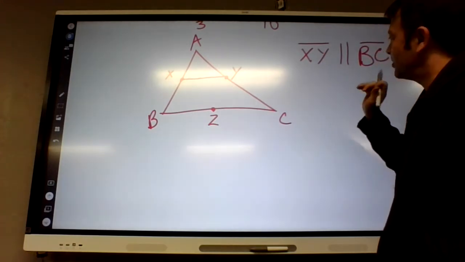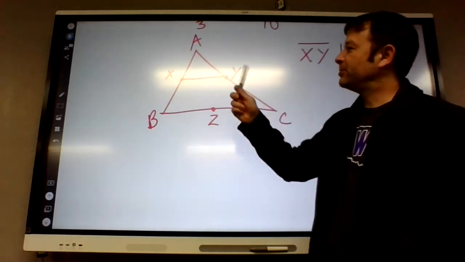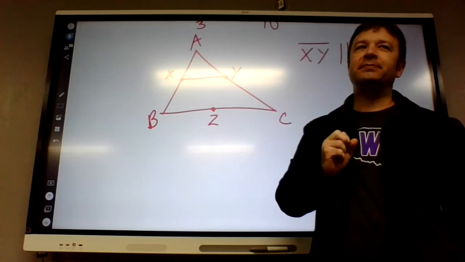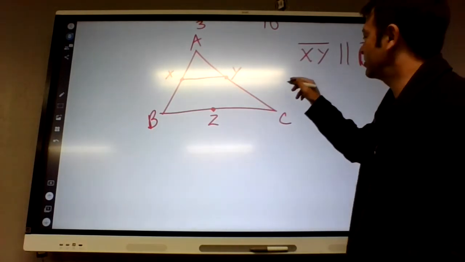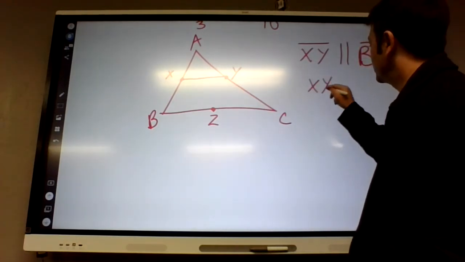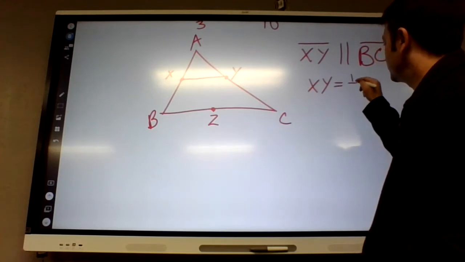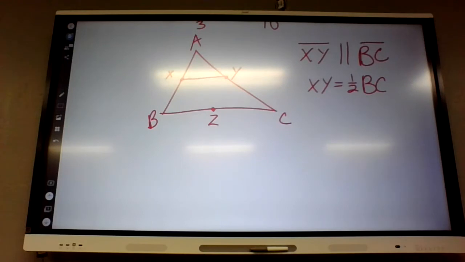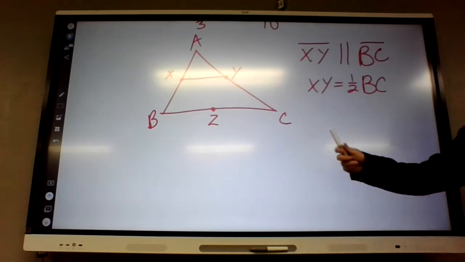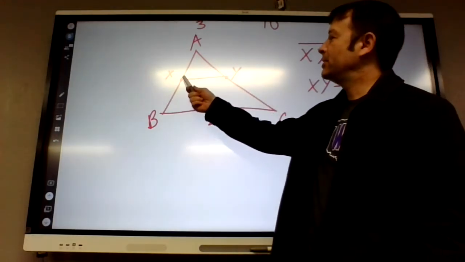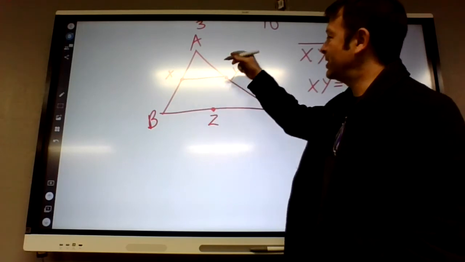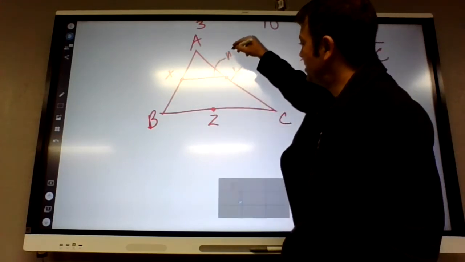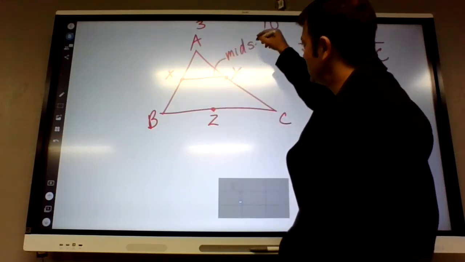And there's something else we know also. Anybody want to guess that part? This one's a little bit harder. XY is half of BC. Okay. Anyway, I forgot to name it. So XY is called a mid segment.